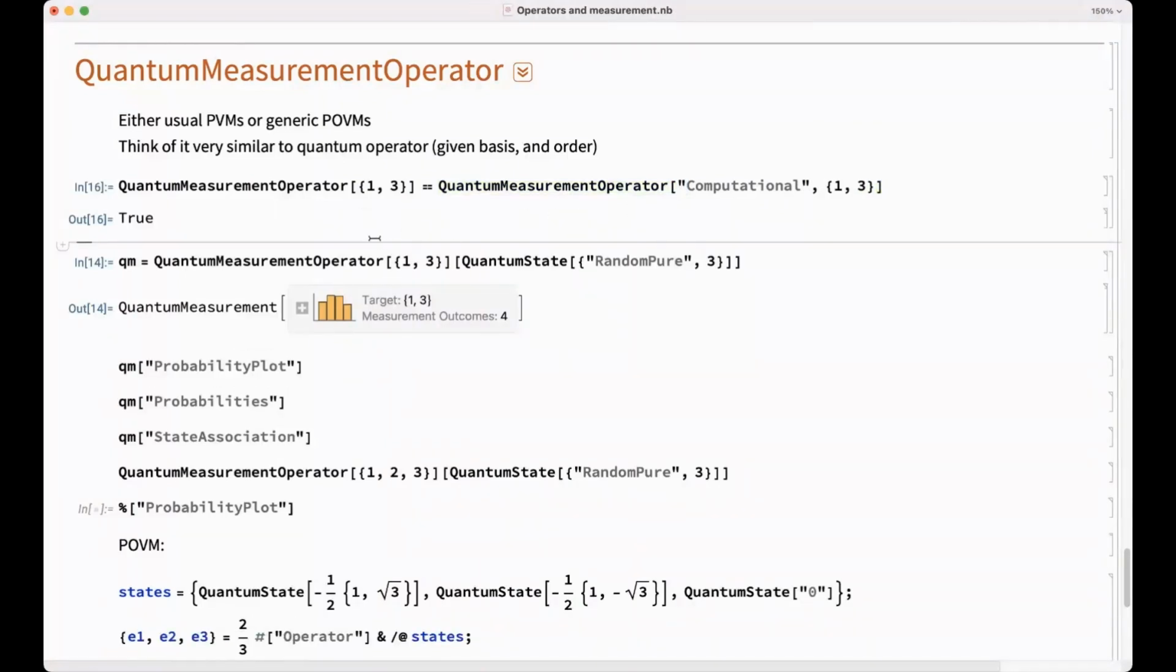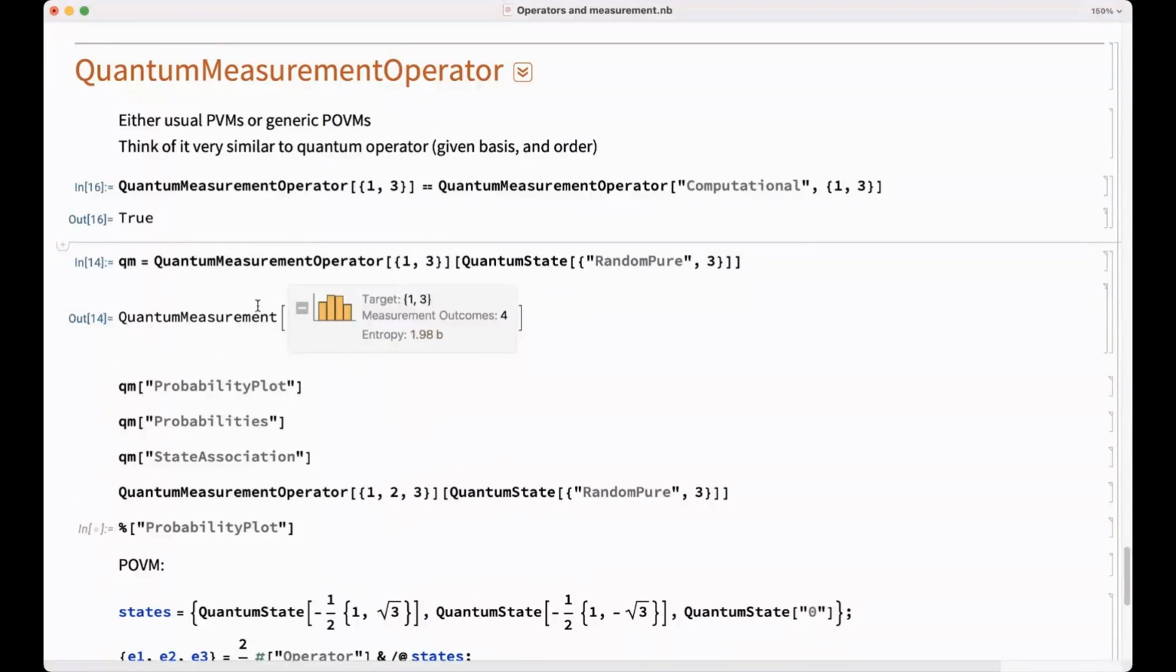And one other comment, remember, whenever we are not specifying the basis, it is the computational basis, which is, I think, most of the time you guys are working in the computational basis, unless you want to do the fancy things. The result of a quantum measurement operator on any state is a new object, which is a quantum measurement, and there are tons of interesting features that you can extract out of that quantum measurement.